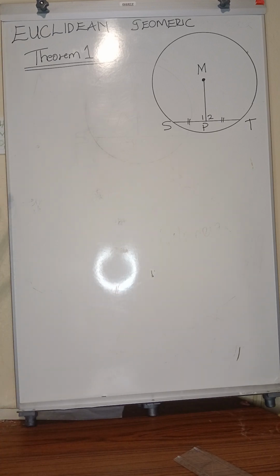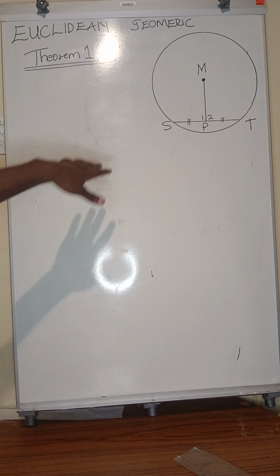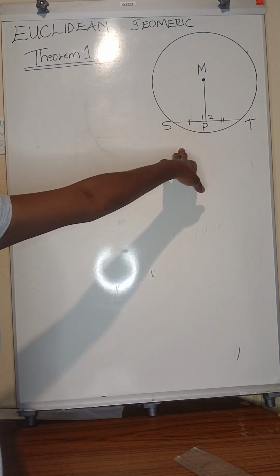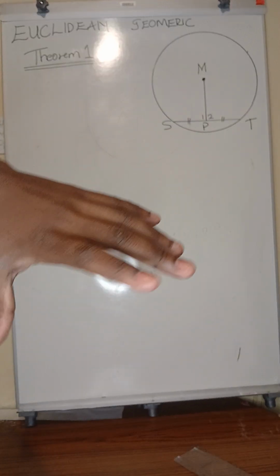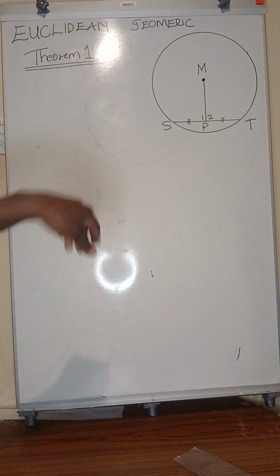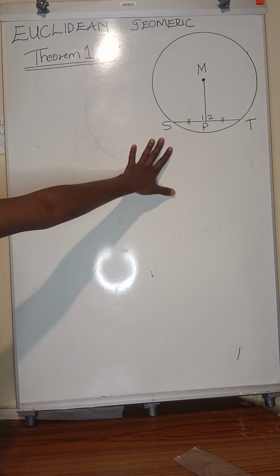So today we're going to do theorem 1. Theorem 1 is introduced in grade 11. Theorem 1 has two parts, but it has two different kinds of proving it. Sometimes they will give you a circle like this one, or they might give you the circle like the other one that I'm going to do after this one. But I want us to start with this one.